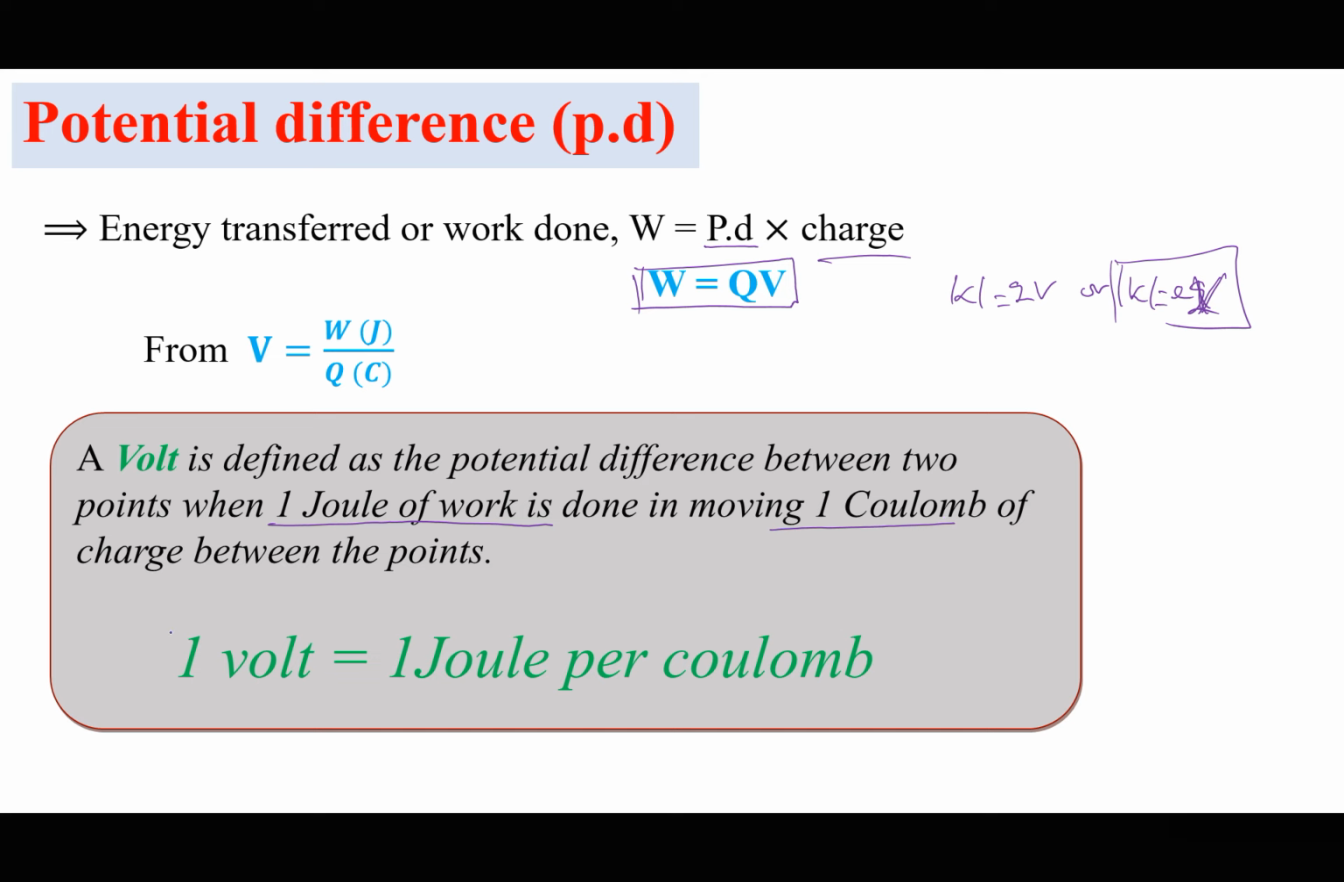For examination purposes, we can just define a volt as 1 joule per coulomb. Many times we define units in terms of other units from which they have been derived. And sometimes we can define quantities in terms of other quantities from which they are being derived. So we can define a volt as 1 joule per coulomb.